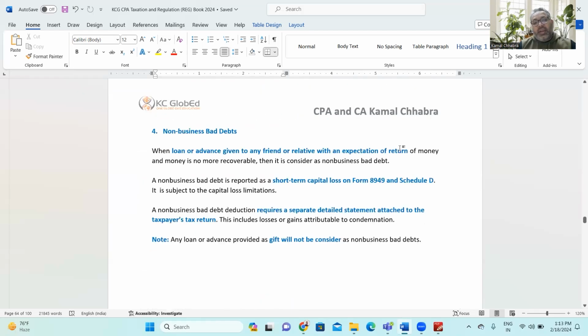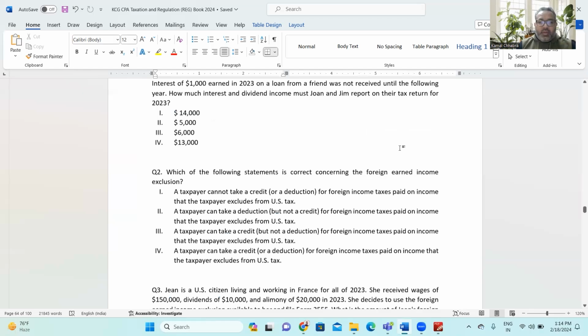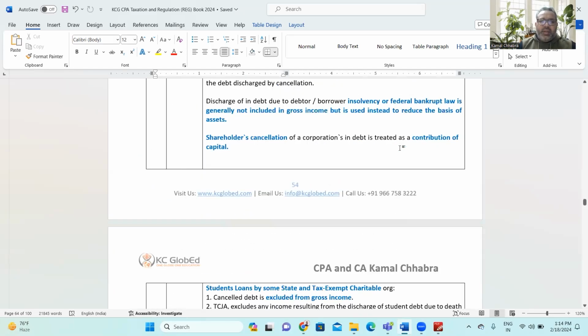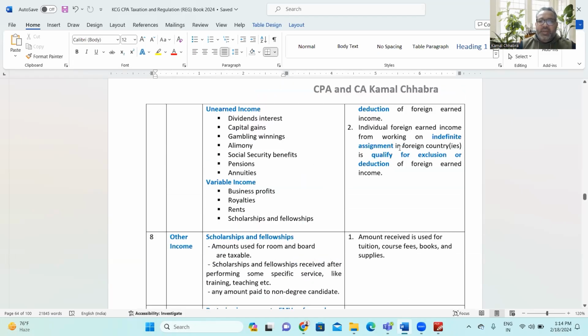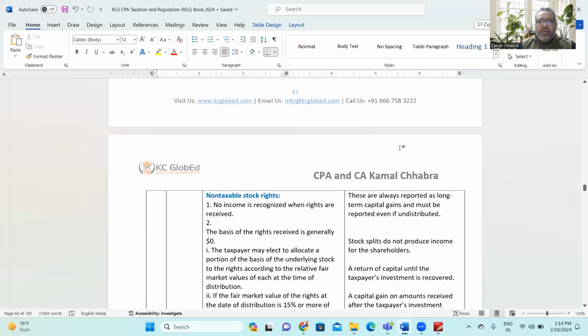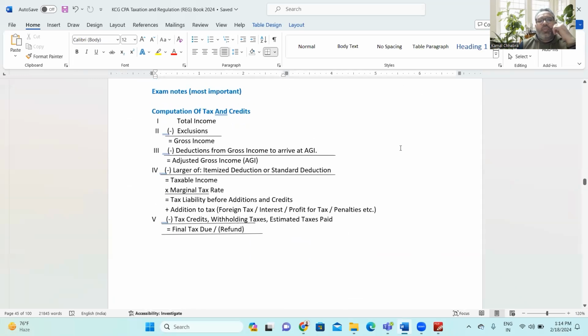I'm reiterating this computation of income because at exam time you may have confusion, and in the past I have experienced many students getting confused between these two. These two are not the same, they are different, and they come under point number 2 and point number 3 here. So first we discussed the total income, before the break all the exclusions, then after the break we covered the deductions from gross income to arrive at adjusted gross income.